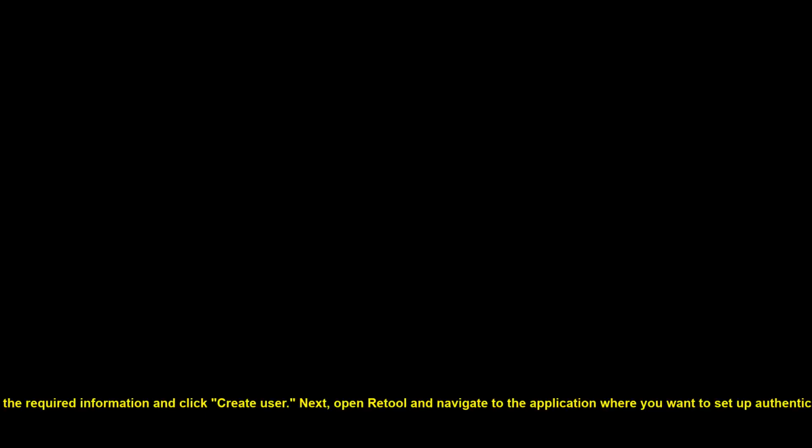Next, open Retool and navigate to the application where you want to set up. Click on Resources in the left sidebar. Select Create New. Choose REST API. In the Configuration section, enter a name for your API resource. Set the base URL to the user pool domain created earlier.